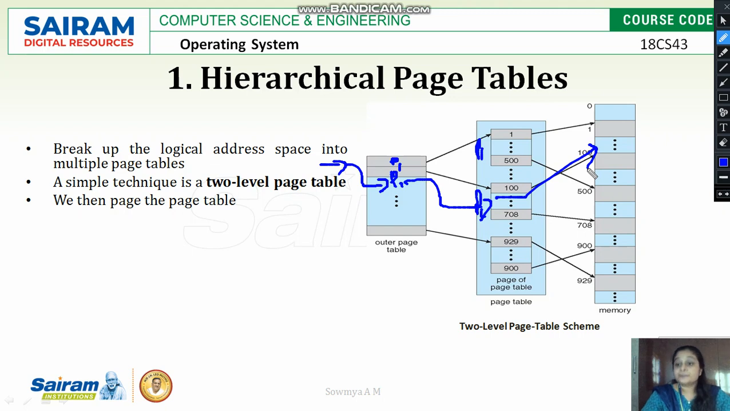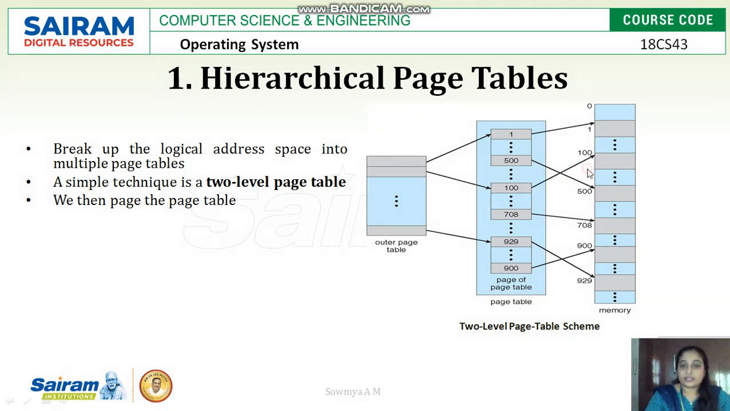It is like dividing your book into multiple chapters, and under multiple chapters you have multiple topics. So first keep an index page only for chapters. Go to that chapter index and find the content index, that is the subtopic index. This is how a hierarchical page table works.